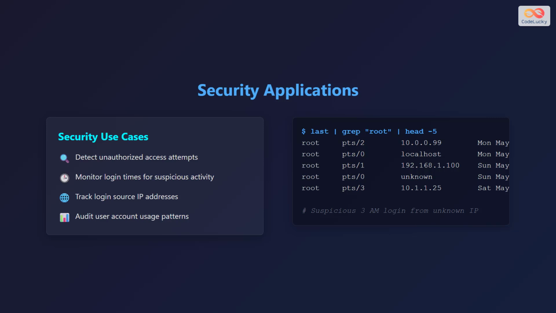The last and lastlog commands are valuable for security monitoring. You can use them to detect unauthorized access attempts by looking for unusual login times or sources. Monitoring login times helps identify suspicious activity, and tracking login source IP addresses can reveal potential security breaches. These commands can also be used to audit user account usage patterns to ensure compliance with security policies. As an example, you can use the last | grep root | head -5 command to check the recent logins of the root user.